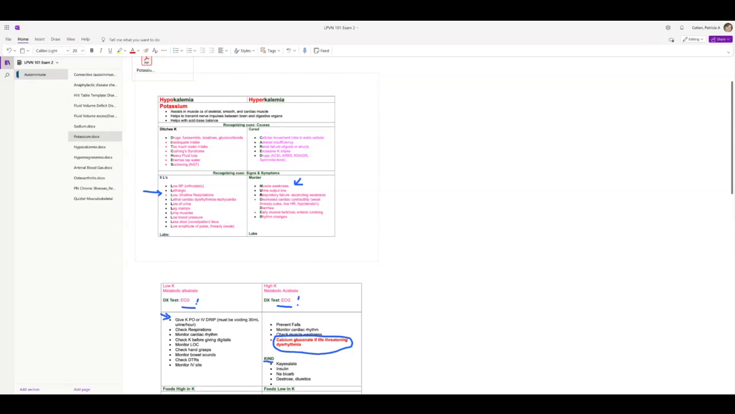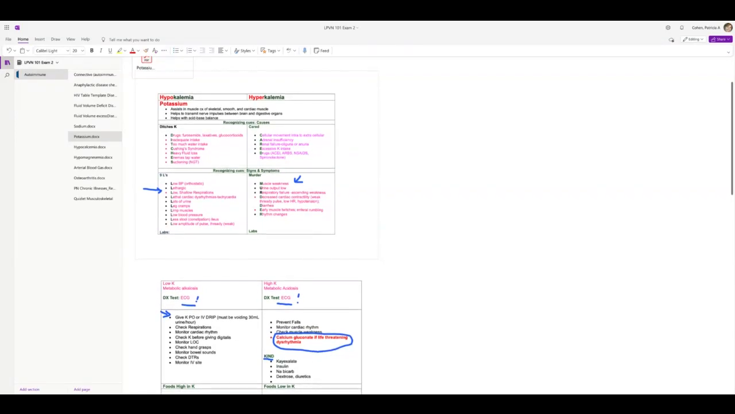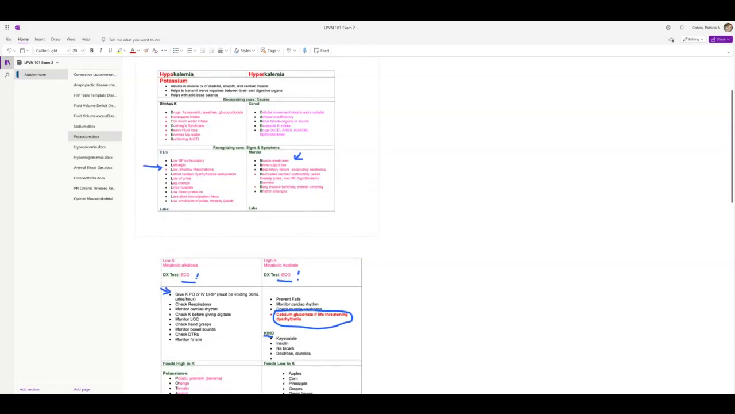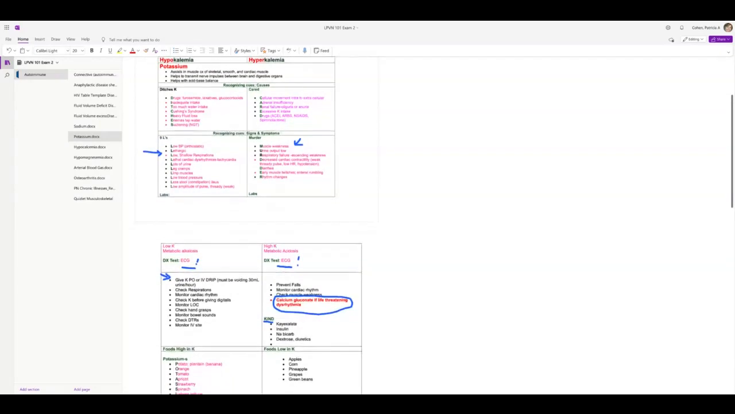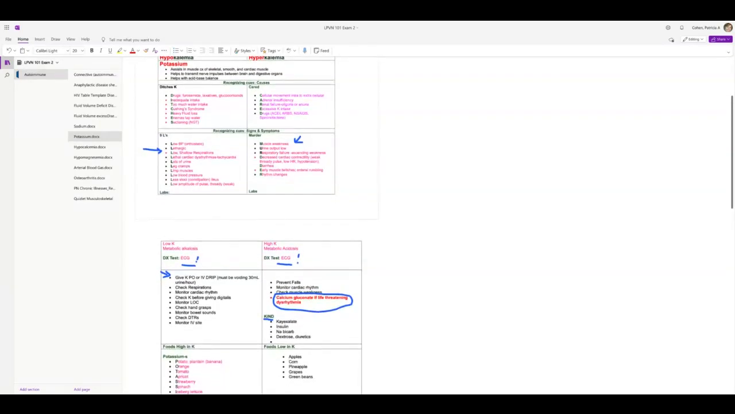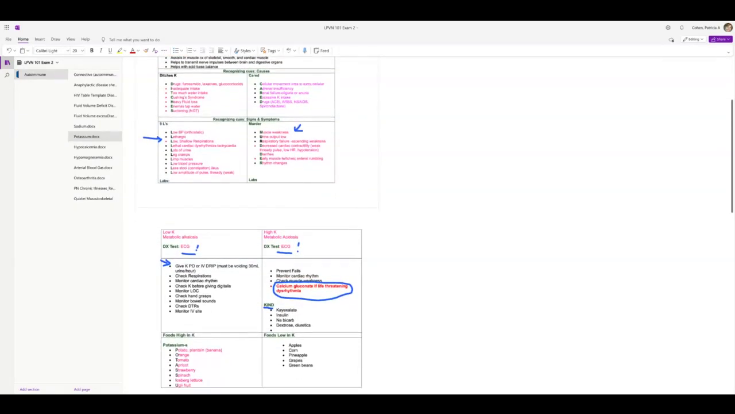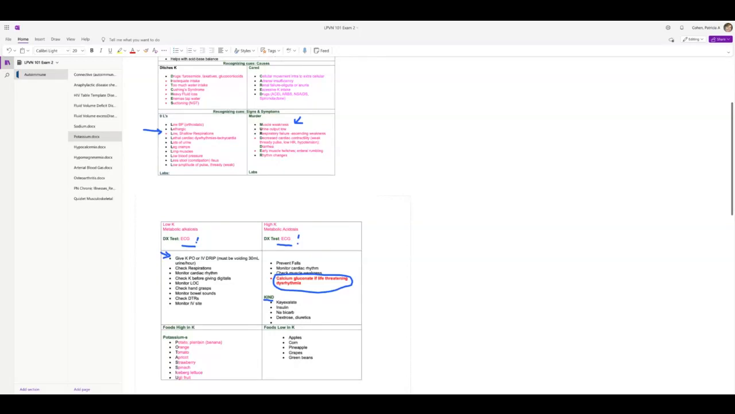So people with high potassium, you'll see the ABG will be metabolic acidosis, and they'll have a high potassium level, and they need to be on a monitor, okay? So you're going to try to prevent falls because of the ascending weakness I talked about, monitor the cardiac rhythm, check the muscle weakness. If they develop a life-threatening dysrhythmia, they will need calcium gluconate.